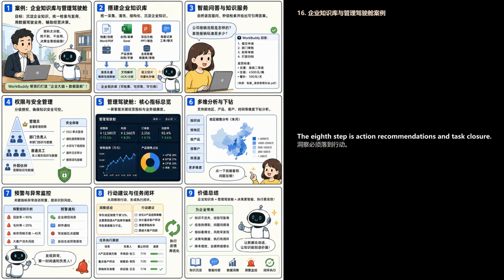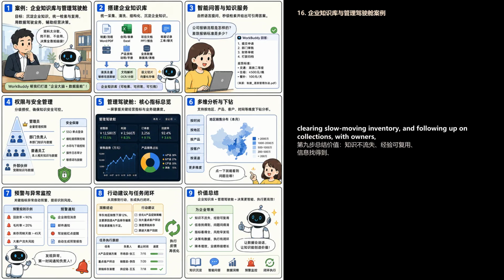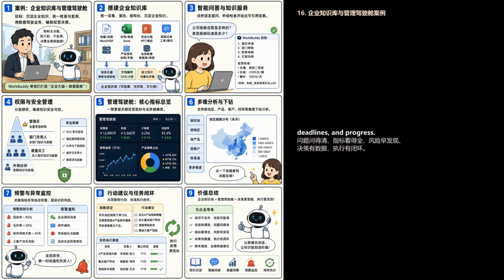The eighth step is action recommendations and task closure. Insights must become action. For example, if sales in East China decline, generate tasks such as optimizing promotions, visiting key customers, clearing slow-moving inventory, and following up on collections with owners, deadlines, and progress.